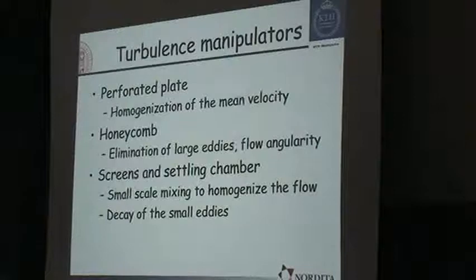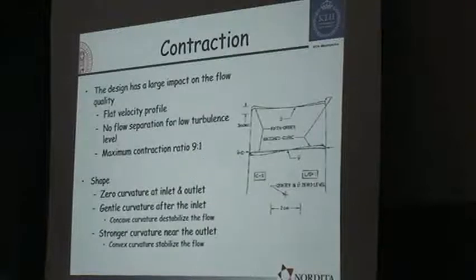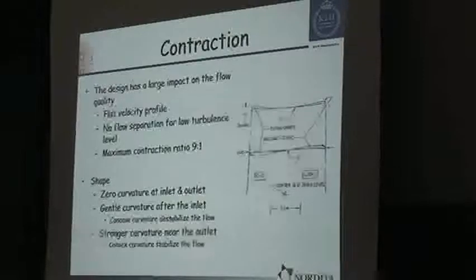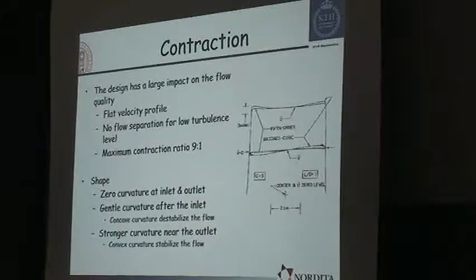Now once you have that, you have the contraction. The contraction is where you reduce the size of your section to the size of the test section. We normally have a contraction because the return part of the wind tunnel is at low velocity to have low losses in the circuit. Of course, when you have air traveling at high velocity, it generates a lot of losses. So normally you increase the size of the return part to decrease the velocity, and thus decrease the losses.